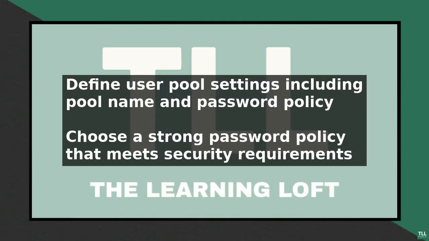Configuring AWS Amplify user pools is a crucial step in building scalable and secure applications. To get started, navigate to the AWS Amplify console and click on the Authentication tab. From there, select User Pools and then click on Create a User Pool.